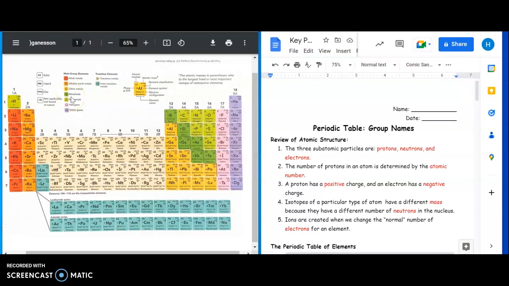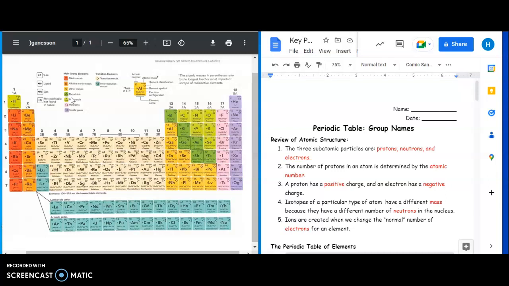Today we're talking about the periodic table and a little bit of the underlying structure of the periodic table that makes it super useful to use in chemistry. Before we do that, I want to take a minute to review what we talked about last week in terms of atomic structure, because it goes together really beautifully with the periodic table.